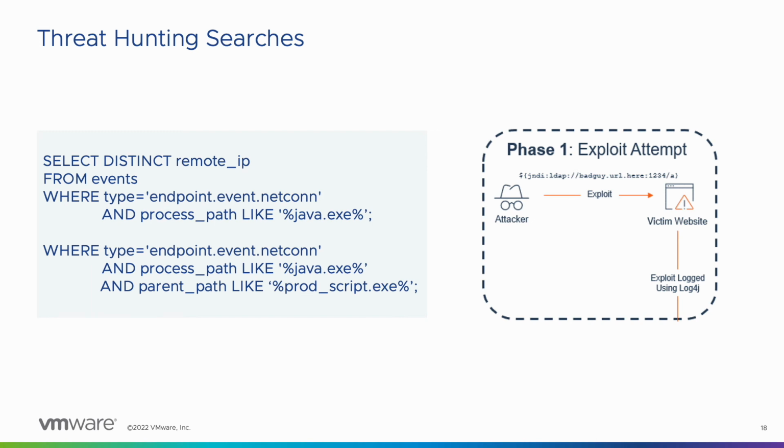So we could also take this filter and add additional filters to it. So instead of just looking at the process path java.exe, we could add a parent path. For example, let's say we were executing another Java application that was vulnerable from a parent one, such as a prod script or a different set of parent executions. This would allow us to really filter in and search deeper and find that list of remote IPs.